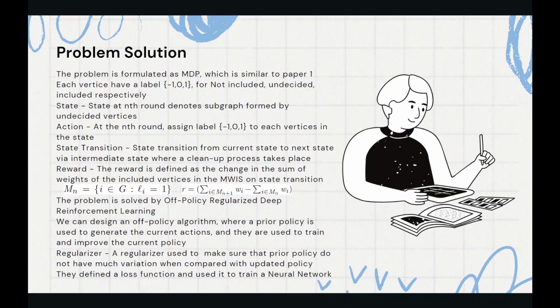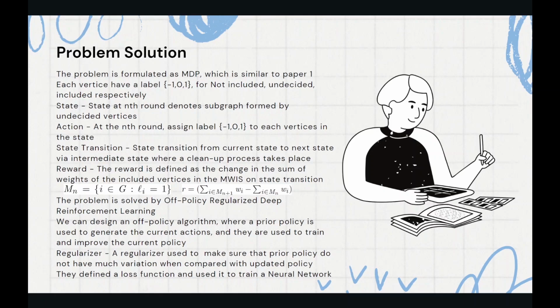Like the previous paper, we can formulate this problem to find the weighted MIS for the graph formed. Each vertex has a label of -1, 0 or +1 which represents not included, undecided or included vertex respectively. The state space, action space and transition space remain the same as the previous paper. The problem is solved by off-policy regularized deep reinforcement learning.